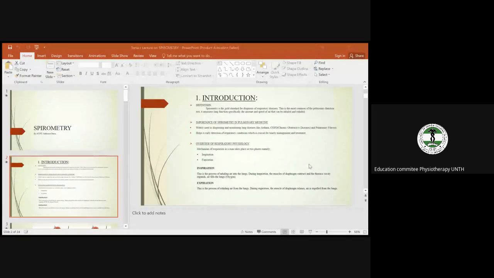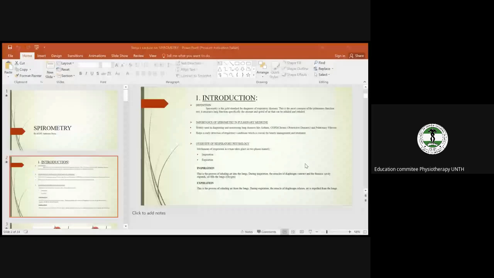Then, how does spirometry measure lung function and detect abnormalities in the process? By measuring how much air you exhale and how fast you exhale. Spirometry can evaluate a broad range of lung diseases.